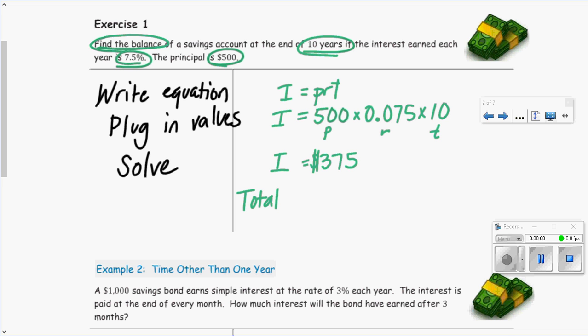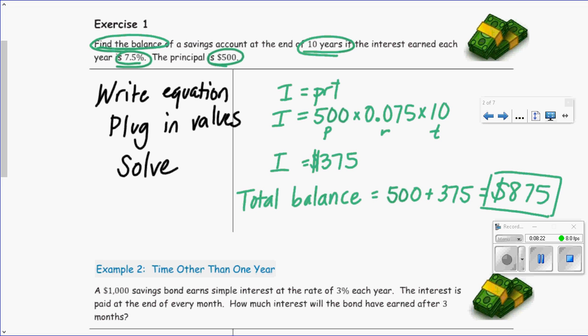So the total balance is not $375. It is 500 plus 375, which equals $875. That's the balance. Okay, so remember, this is the principal, the starting amount. This is the interest amount. And so this is the total balance.